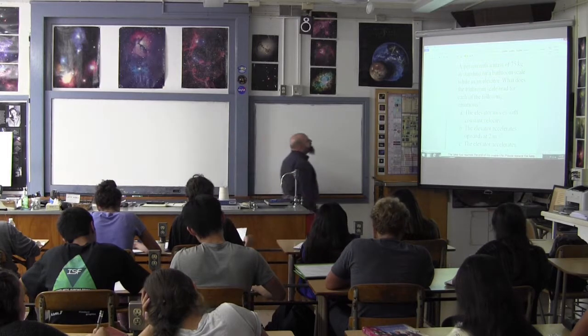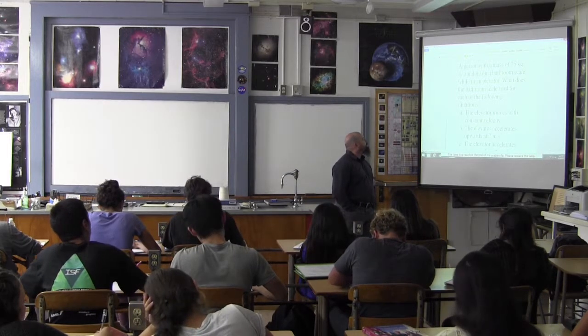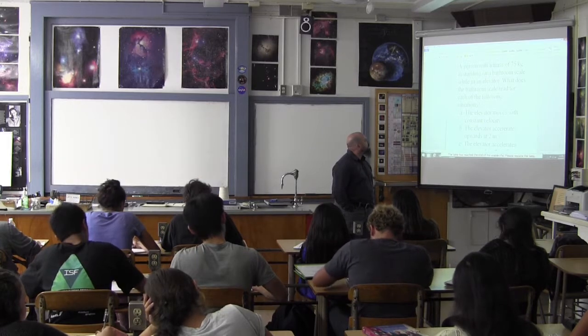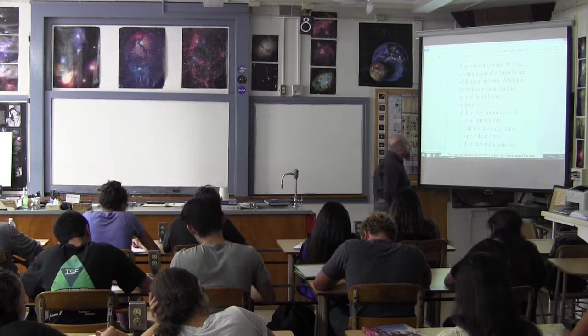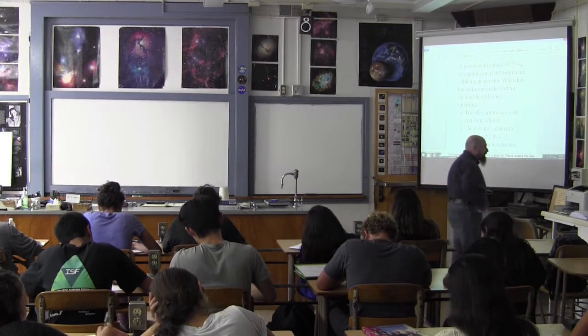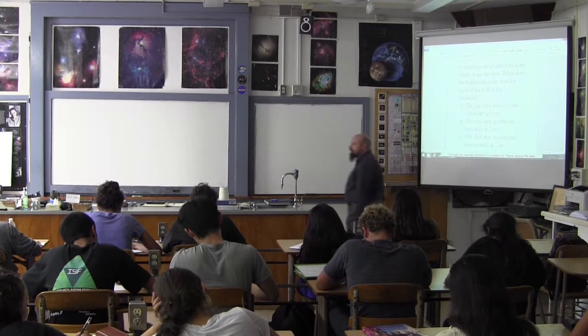So a person with a mass of 75 kilograms is standing on a bathroom scale while in an elevator. What does the bathroom scale read for each of the following situations? A, the elevator moves at constant velocity. B, the elevator accelerates upwards at 2 meters per second squared. And then lastly, C, the elevator accelerates downwards at 2 meters per second squared.